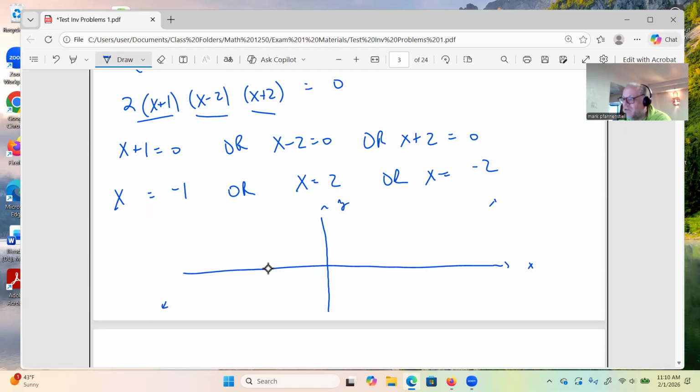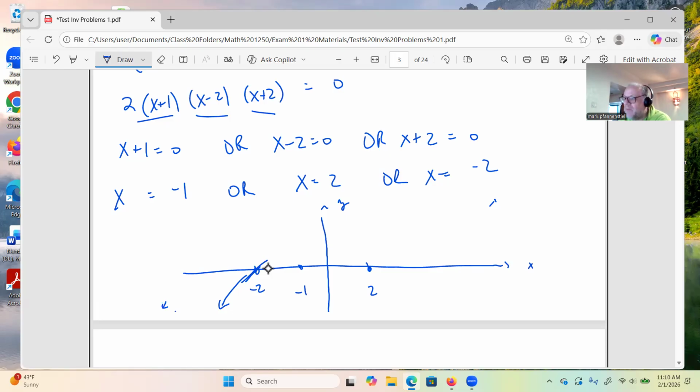And then I'm going to look at this one and say, okay, we have negative 2. We have negative 1. And we have positive 2. And that's what I'm looking to deal with here. So right now, I know those are my zeros. So we're looking at something like this. We're going to come down.